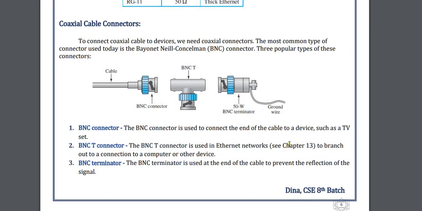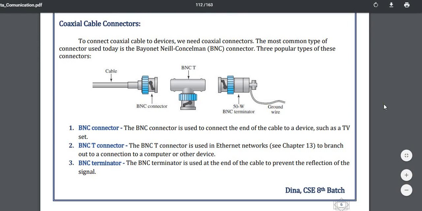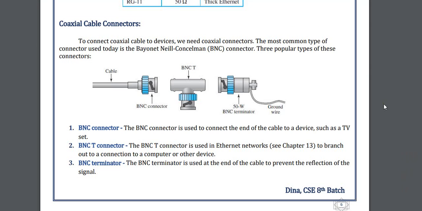The coaxial cable has three types of connector: BNC, BNC T, and BNC terminator. The first one is the BNC connector, and then one that looks like a T is called the BNC T connector. The last one is the BNC terminator. Terminator means that it terminates the connection, so it is called the BNC terminator. You can take a snap of this one.